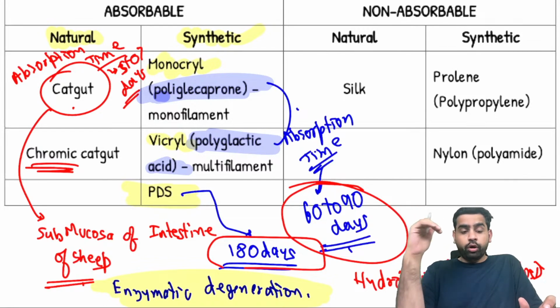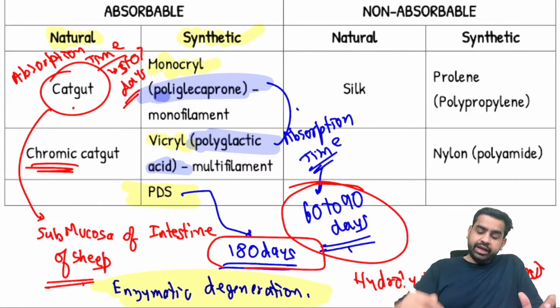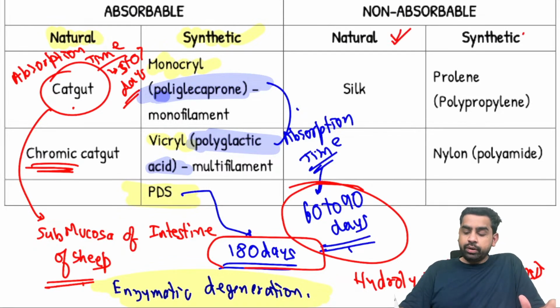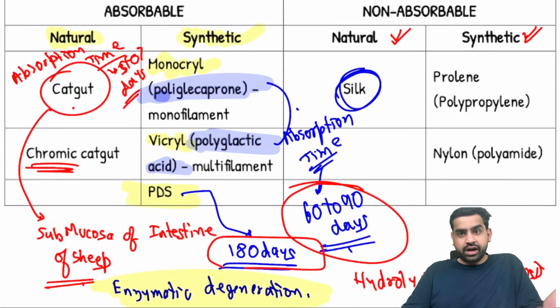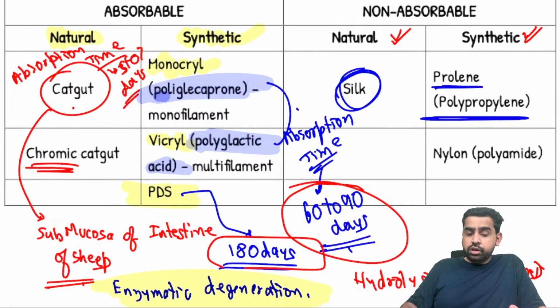Now coming to the non-absorbable sutures. In the non-absorbable suture category, what do we have? We have naturally occurring non-absorbable and synthetically occurring non-absorbable sutures. What is a naturally occurring non-absorbable suture? We have silk, as simple as that. What is a synthetically occurring non-absorbable suture? We have prolene. Prolene is polypropylene. And then we have nylon, which is polyamide.